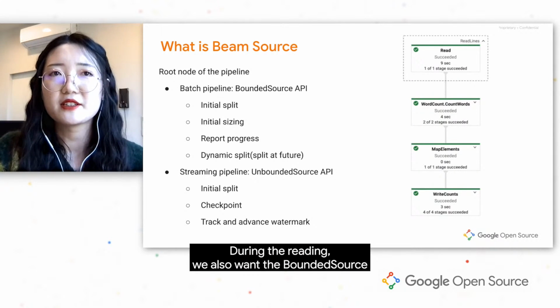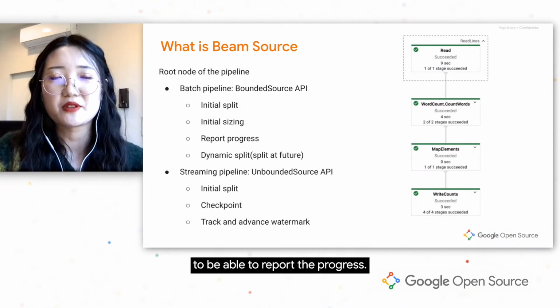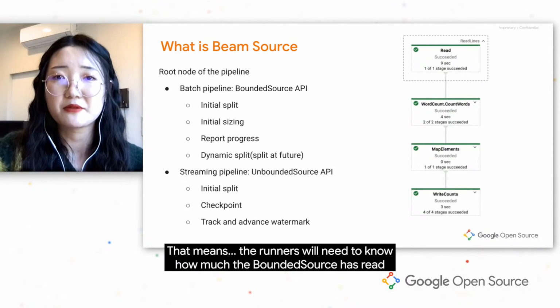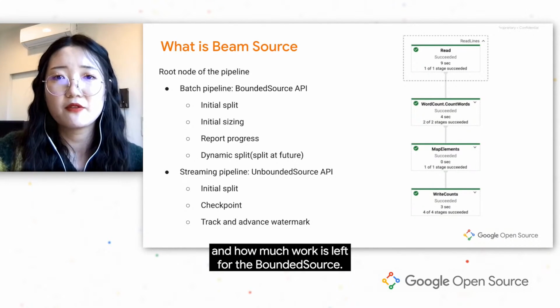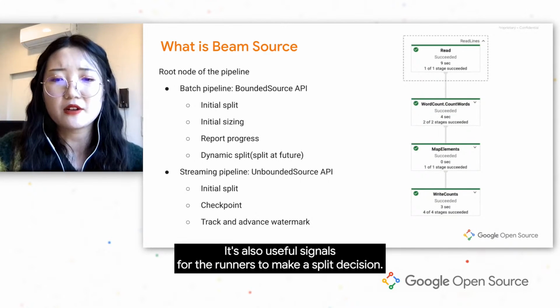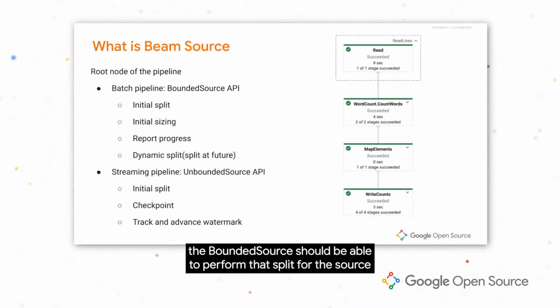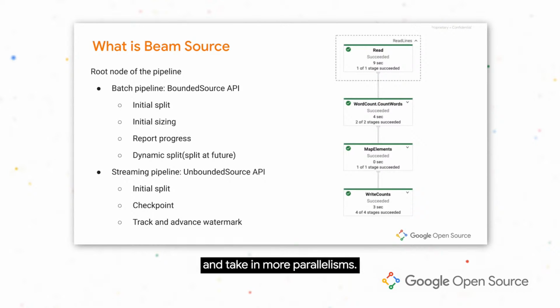During the reading, we also want the bounded source to be able to report progress. That means the runners need to know how much the bounded source has read and how much work is left for that bounded source. It's also a useful signal for the runners to make a split decision. And finally, once the runners want to issue a split, the bounded source should be able to perform that split to gain more parallelism.